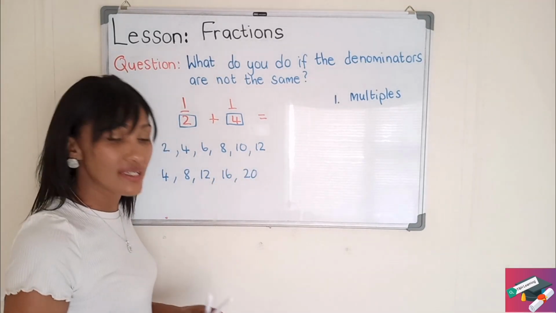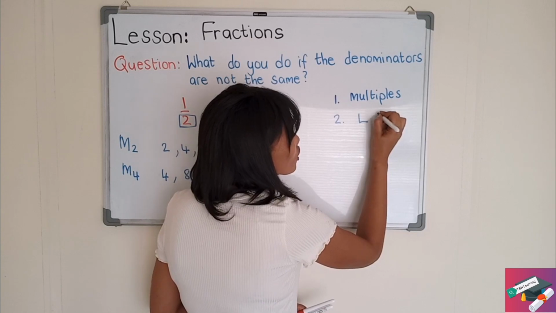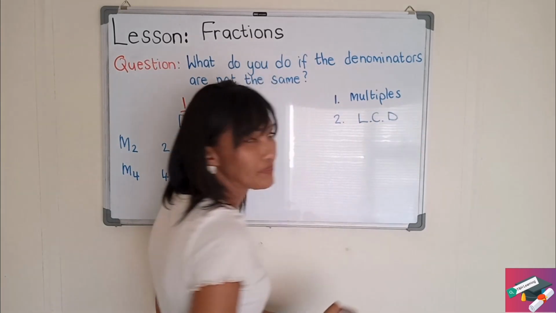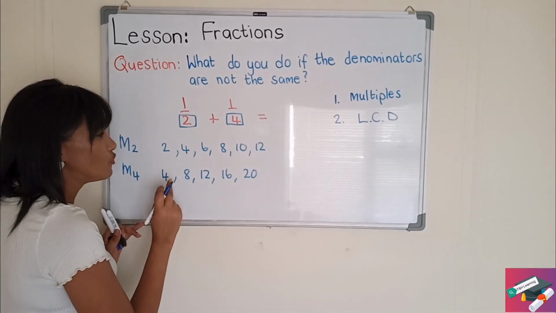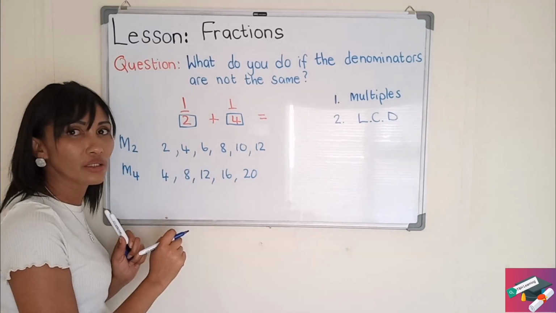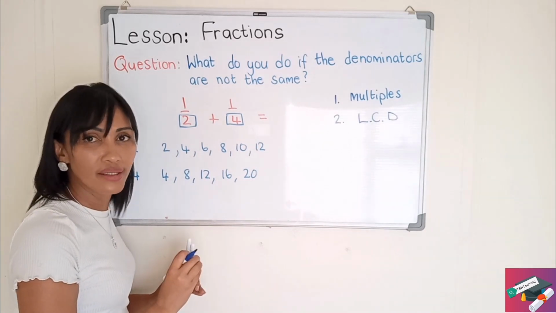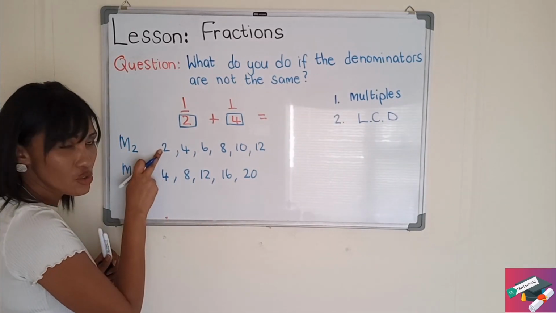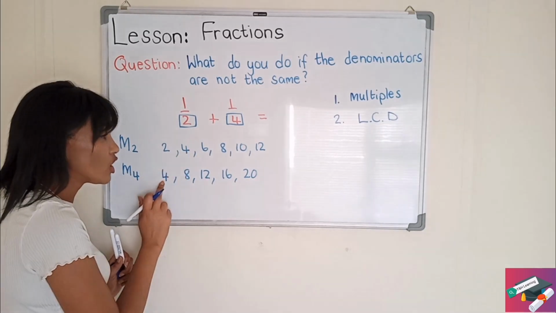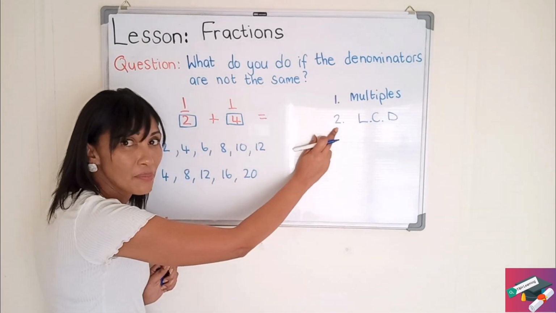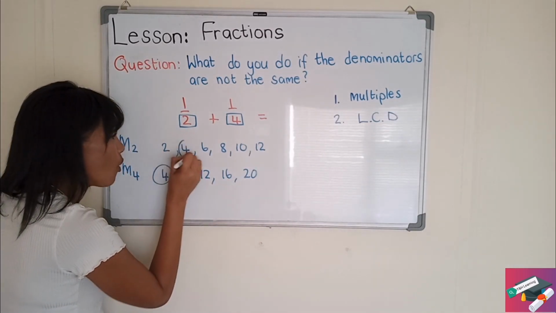Right, second step. My second step will be, I need to look for the lowest common denominator. So I'm going to look for the lowest number in both of the multiples where both of my denominators can divide into without a remainder. Right, so let's look. Here's a 2, but here's no 2. There's a 4, and here's a 4. So we're going to take 4 because step number 2 asks what is the lowest common denominator? So I will use 4.